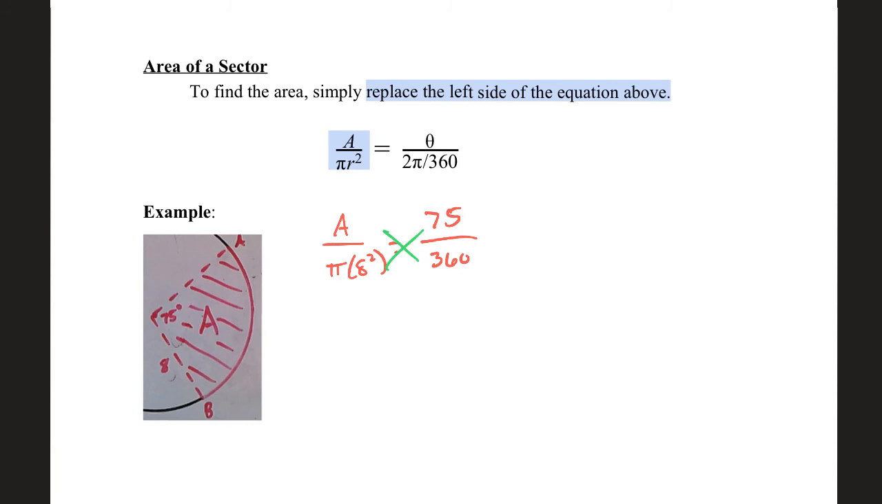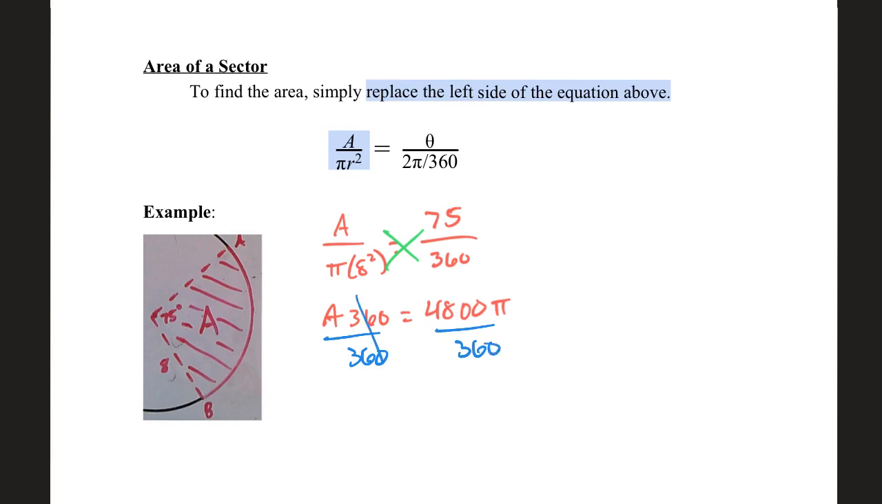So I have A times 360 is equal to, oh, what is 8 squared? Well, 8 squared is 64. So I want 64 times 75 is 4,800 pi. Just make sure you leave the pi in there, and then we'll calculate it out in the end. So just leave the pi for now. All right, and now we divide by 360 on both sides.